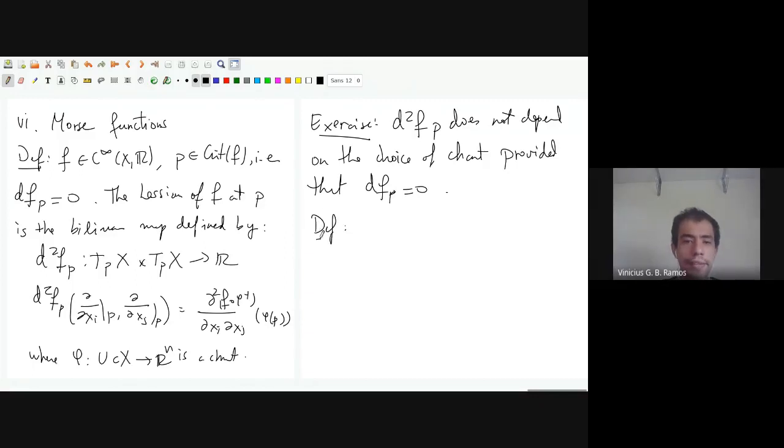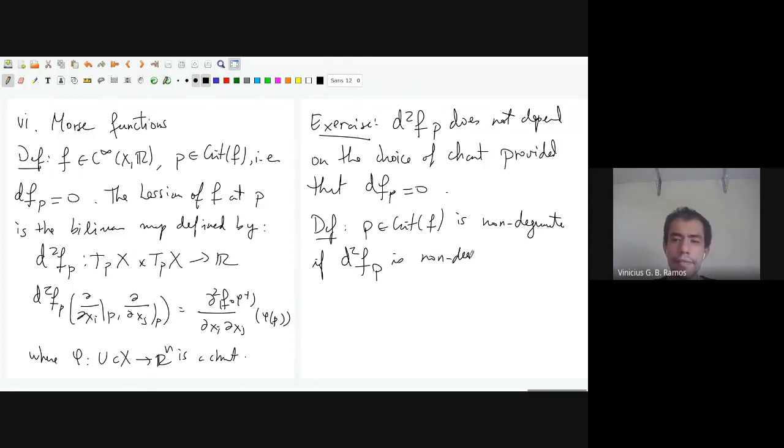And now we say that p, a critical point of f, is non-degenerate if this map here, this Hessian, is non-degenerate as a bilinear form, as a bilinear map. Okay? That's the same thing as saying that this matrix ∂²f/∂x_i∂x_j is invertible.